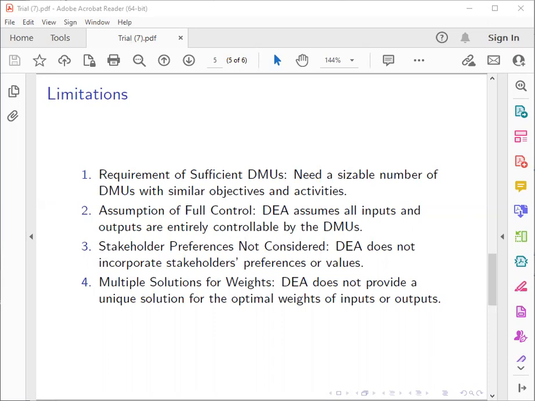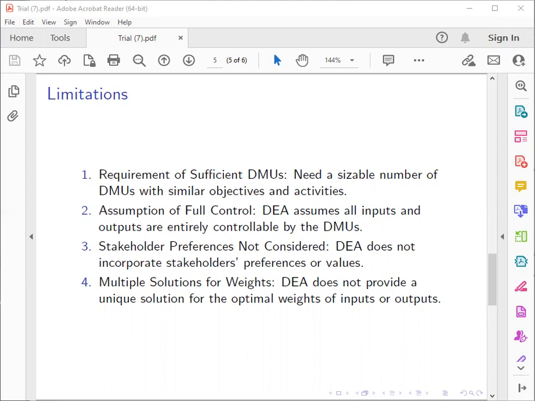The third thing is that in this kind of mathematical model, stakeholder preferences are not considered. DEA doesn't take into account the preferences or the values of stakeholders when assigning weights to inputs or outputs. Different stakeholders may have varying opinions on what constitutes crucial factors in healthcare delivery, which could influence the result. And also, when we are talking about multiple solutions for weighting, DEA doesn't provide a unique solution for optimal input or output weights. So as a result, there would be a variation in efficiency scores, and it could also be biased for the implications and the improvement strategy.